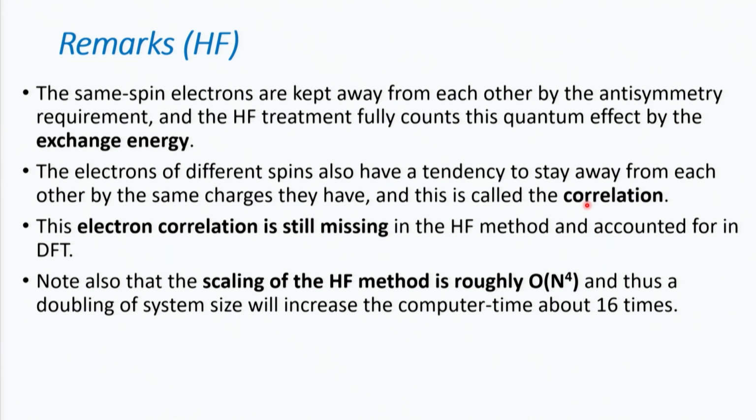Another advantage of DFT is that it is very fast compared to Hartree-Fock. Note that the scaling of the Hartree-Fock method is roughly of the order of N to the power of 4. That means if you double the number of electrons, the time it will take may be 2 to the power of 4 times. Thus a doubling of the system size will increase the computer time about 16 times. So these are the drawbacks, and here you get the basic principle behind solving the Schrödinger equation by the Hartree-Fock method. Now comes the density functional theory method.